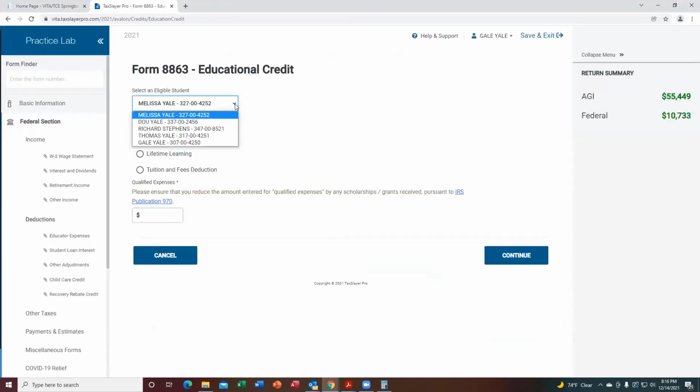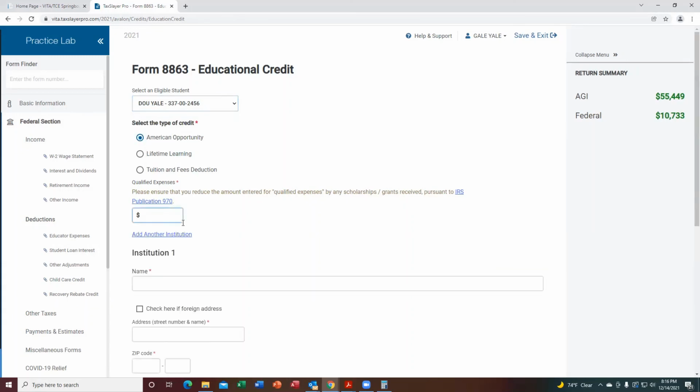So up here, we assigned a person that was a student, and it's Douglas. And we're assigning the American Opportunity Credit. Qualified expenses, we ended up with 4,005. The institution is whatever appears on the form. And before I forget, as I'm entering this, I just remembered a few things with where we're at.